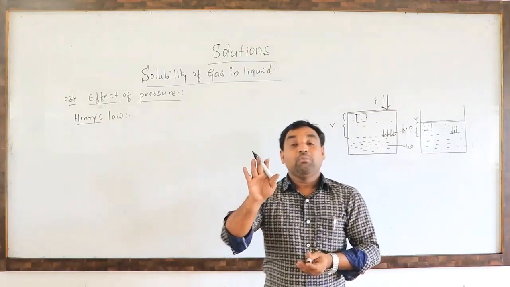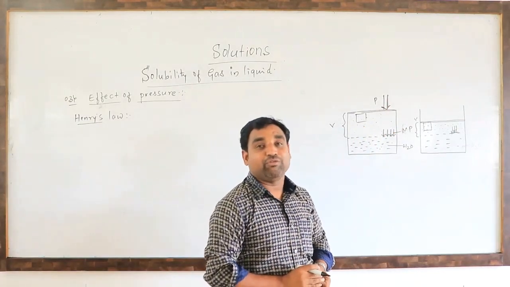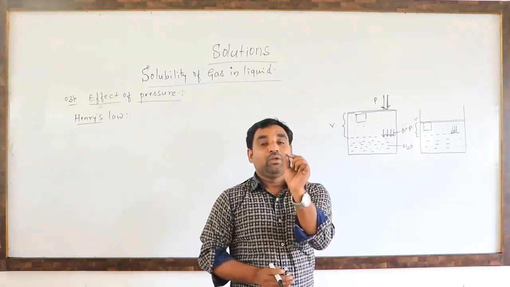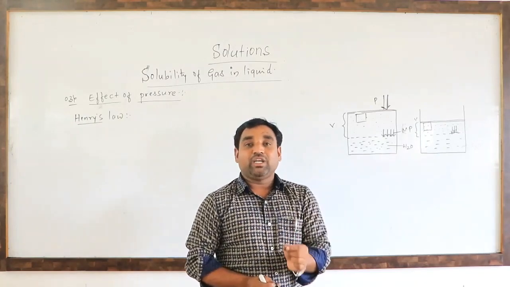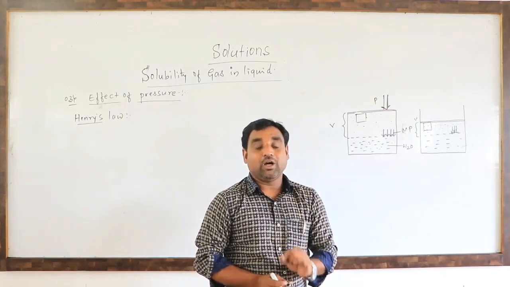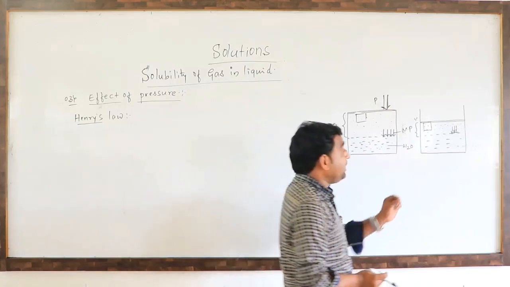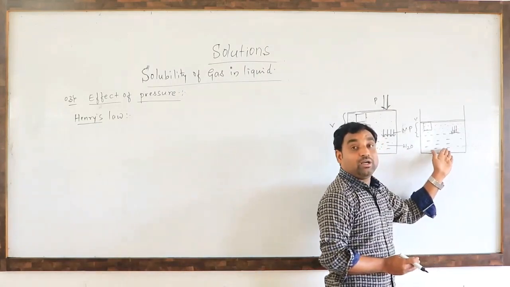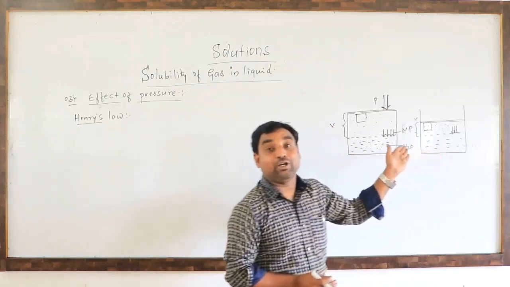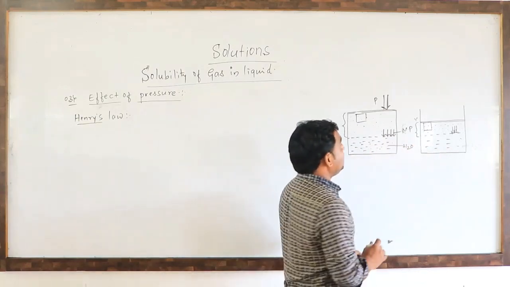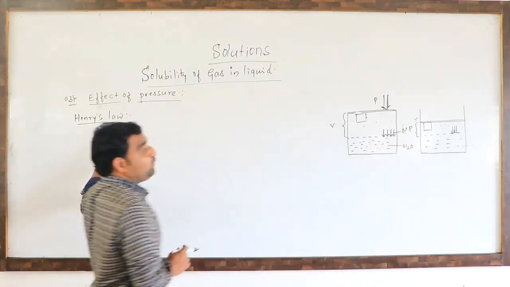More pressure, more solubility of a gas in a liquid will be there. If we want to dissolve a gas in a liquid, we have to increase the pressure, or else the gas will not be dissolved in a particular amount of solvent more. So this is explained on the basis of Henry's law.